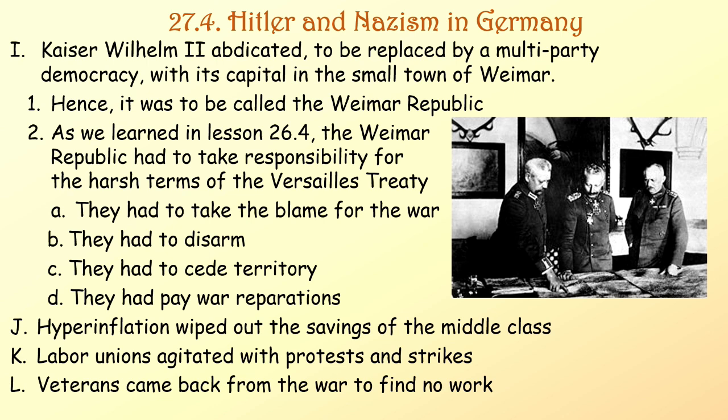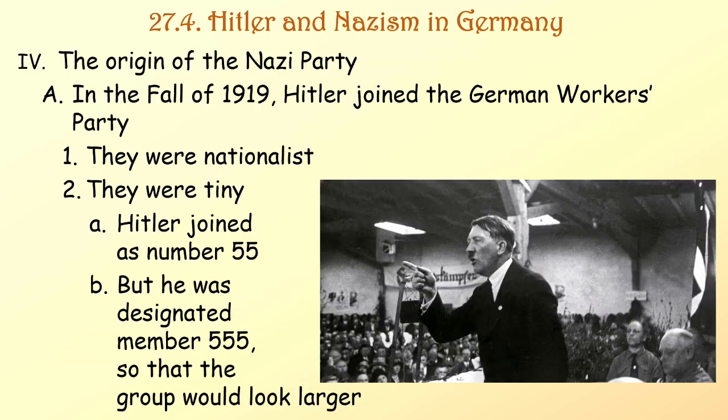Kaiser Wilhelm II abdicated to be replaced by a multi-party democracy with its capital in the small town of Weimar. Hence, it was to be called the Weimar Republic. And as we learned in Lesson 26.4, the Weimar Republic had to take responsibility for the harsh terms of the Versailles Treaty. They had to take the blame for the war, they had to disarm, they had to cede territory, and they had to pay war reparations. Hyperinflation wiped out the savings of the middle class, labor unions agitated with protests and strikes, and veterans came back from the war to find no work.